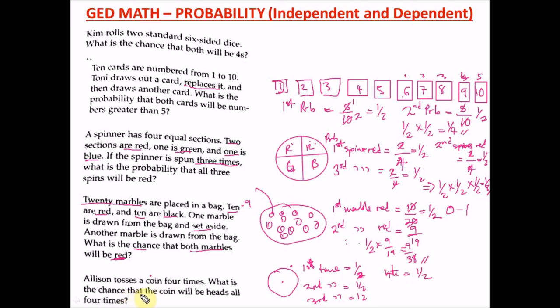So now the probability that the coin will be all heads all four times will be 1 over 2 times 1 over 2 times 1 over 2 times 1 over 2. When you multiply all this together, we have 2 times 2, which is 4, times 2, which is 8, and times 2, which is 16. So we have 1 over 16, which still falls between 0 and 1. So this is our answer.